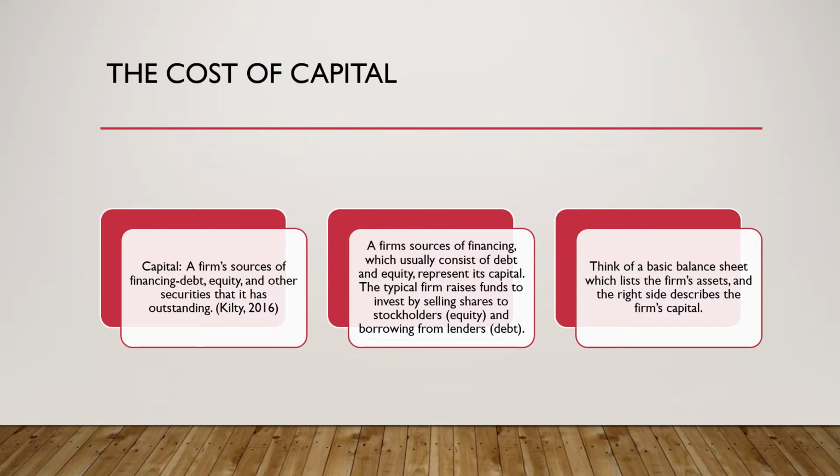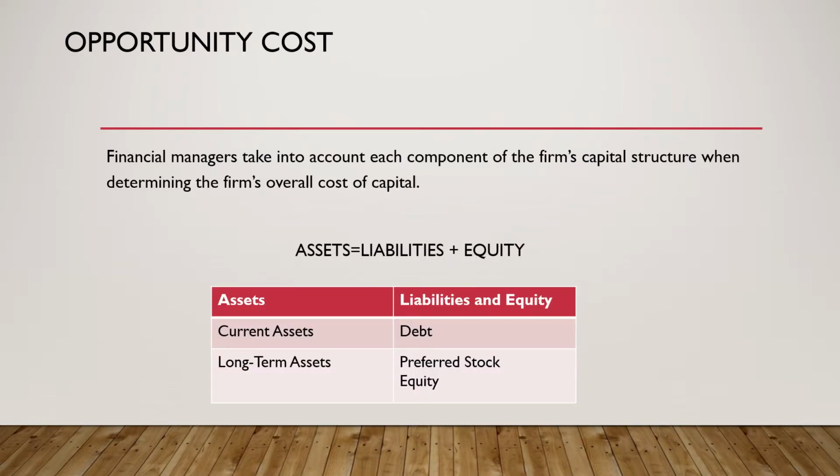Think of a basic balance sheet, which lists the firm's assets, and the right side describes the firm's capital. So financial managers take into account each component of the firm's capital structure when determining the firm's overall cost of capital. As we know, assets equals liabilities plus equity. Assets are your current assets as well as your long-term assets, and liabilities and equity would include your debt as well as the preferred stock equity.